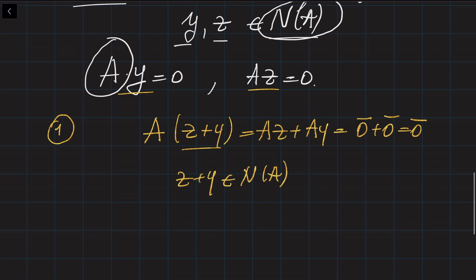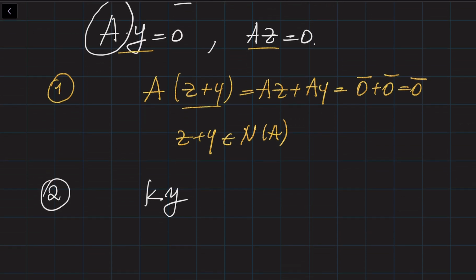Okay, so this vector Z plus Y is also from the null space of the matrix A. And the second condition is that if you multiply the Y vector by any constant, it should also be from the null space. The way to check this is to multiply this vector by the matrix A and check whether this is equal to 0 or not. Obviously it is 0, right?